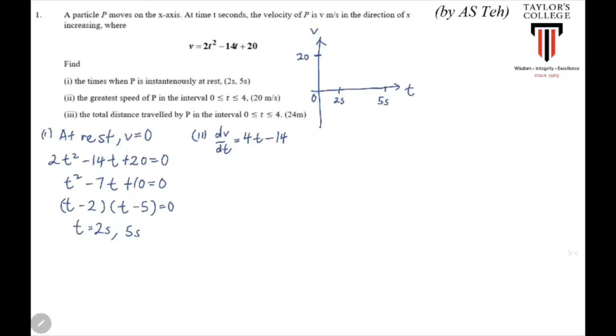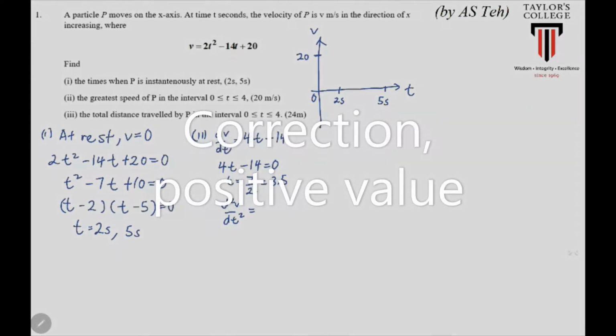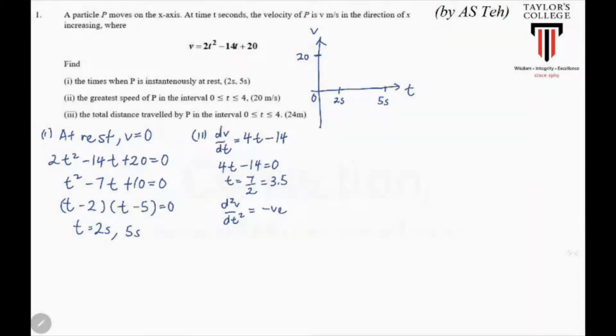and what we then do is we can actually solve for that turning point. So when dv per dt equals 0, meaning when 4t minus 14 equals 0, we actually get t equals 7 over 2. 14 over 4 is 7 over 2, or equals 3.5. And if I do the second order differential, d2v per dt squared, I actually get a positive value. So this means that my graph will be a minimum graph.